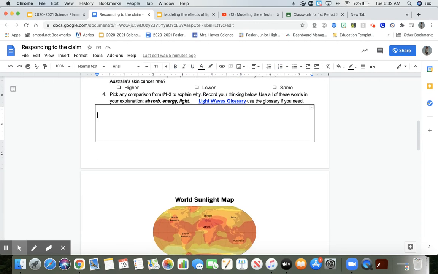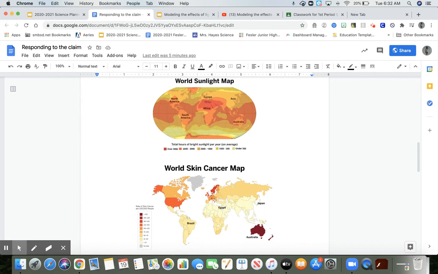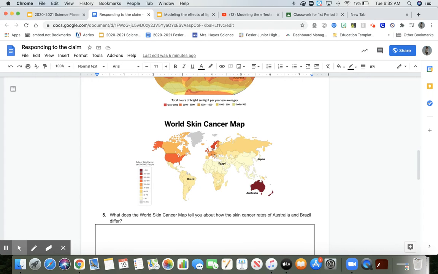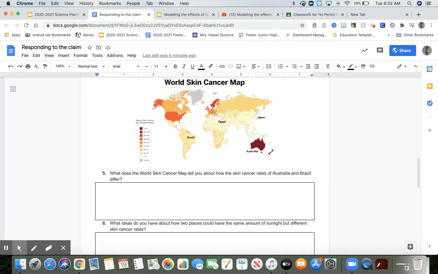All right, so part 2, we're going to look at these 2 maps together. So this, again, is the sunlight map that we were just looking at. We know the darker areas, like the top of Africa, get the most sunlight. The lighter areas, like Alaska, even like Japan gets pretty light down here, those have less sunlight. Okay, then we have our cancer map. We've already said that Australia gets the most skin cancer.